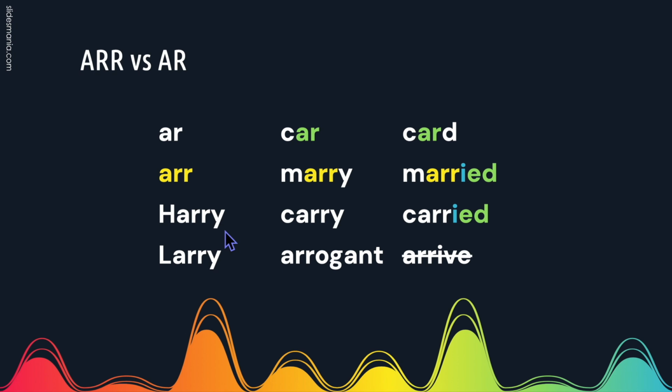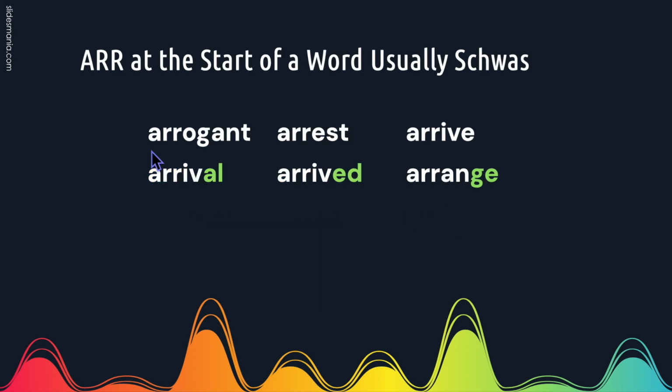Here we have the name Harry. Carry. We change the Y to an I and add ED to turn carry into carried. Another name, Larry. Arrogant. Here is one of the few words that starts with ARR where we keep the air sound, arrogant. In the rest of these words, the A is going to schwa. So we have arrest, arrive. Notice in both of these words, the A says schwa and the rest of it we read as it is written. Arrival. AL at the end of a word usually says schwa-L, which I covered in a previous lesson. Arrived.